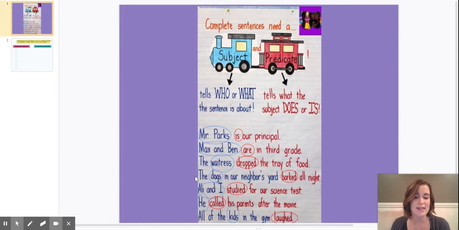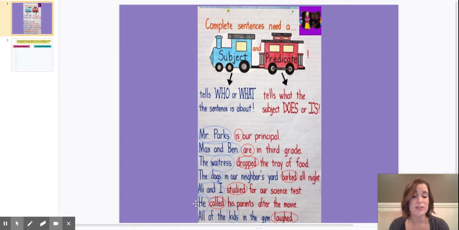In the next sentence, it says, the dogs in our neighbor's yard barked all night. So the complete subject is the dogs in our neighbor's yard. The dogs is the subject, and then the complete predicate is barked all night, with barked being the predicate. The next one says, Allie and I studied for our science test. Allie and I is the complete subject, with Allie and I being the two that they're talking about in the sentence. Studied for our science test is the complete predicate, while studied is the predicate.